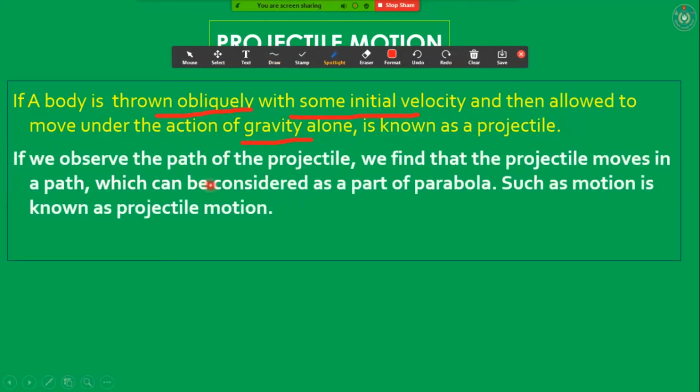If we observe the path of the projectile, we find that the projectile moves in a path which can be considered as a part of a parabola. Such motion is known as projectile motion, and I think the trajectory of this projectile will be much clearer after some time. So let me allow some time to make you clear about projectile motion.